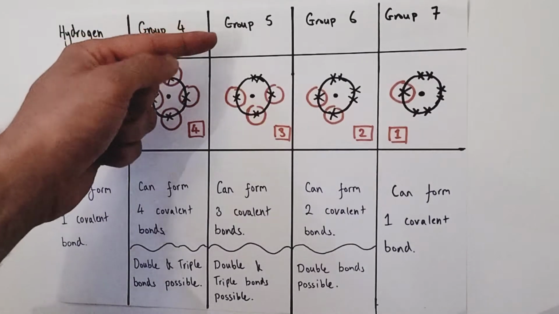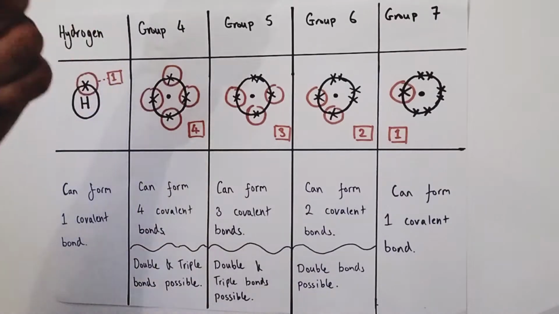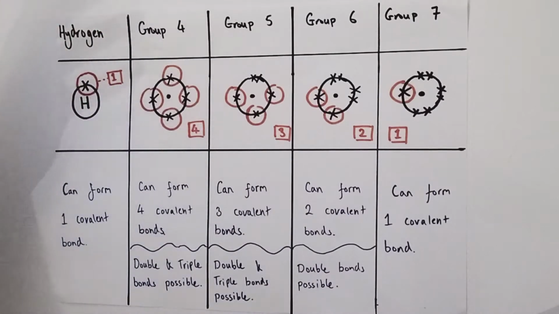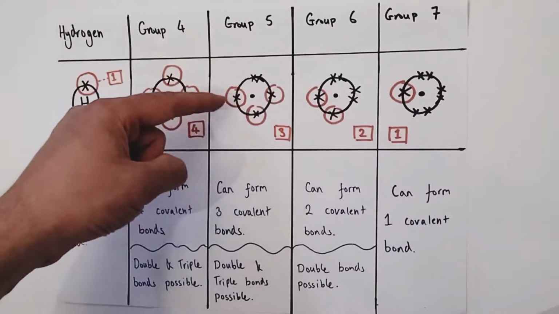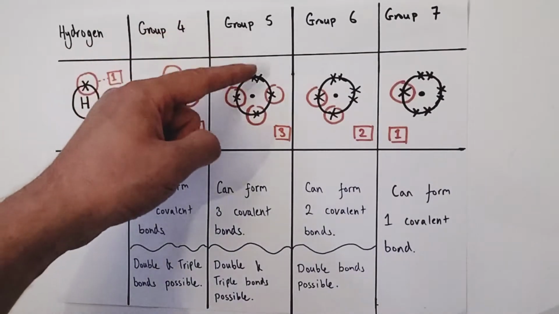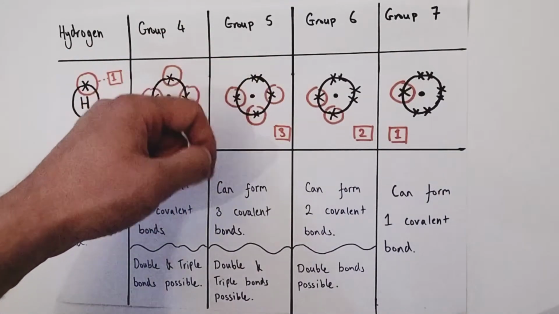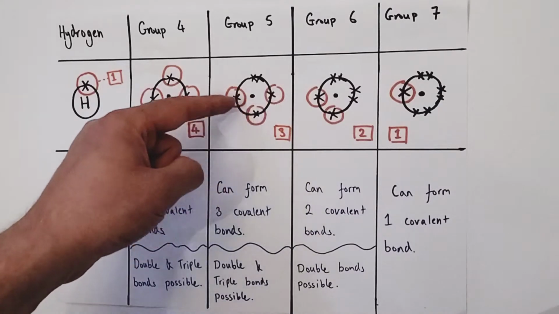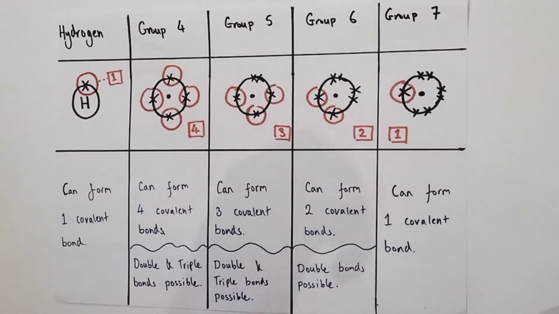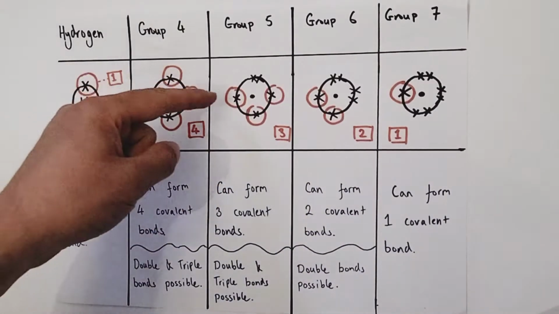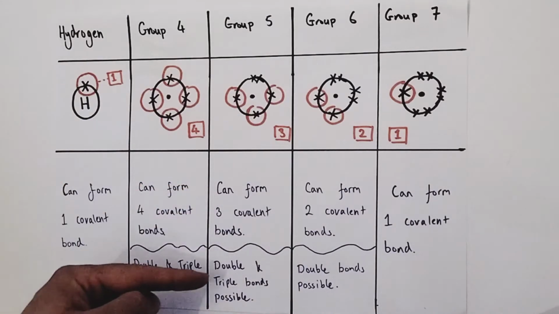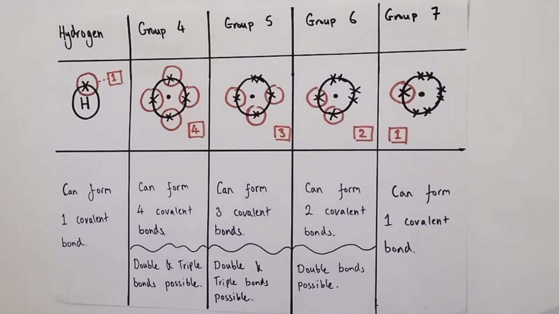Group 5 elements, things like nitrogen and phosphorus, have 5 electrons in their valence or outermost shell. 1, 2, 3, 4, and 5. That's one pair and 3 singles. So that has 3 opportunities to form covalent bonds with other elements by sharing electrons. It can form 3 covalent bonds, and double and triple bonds are possible.